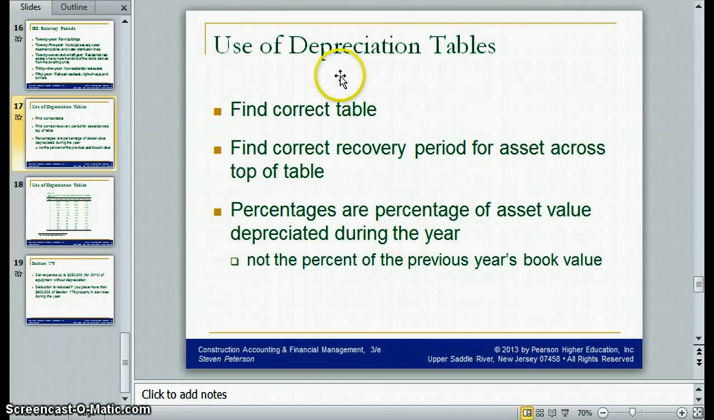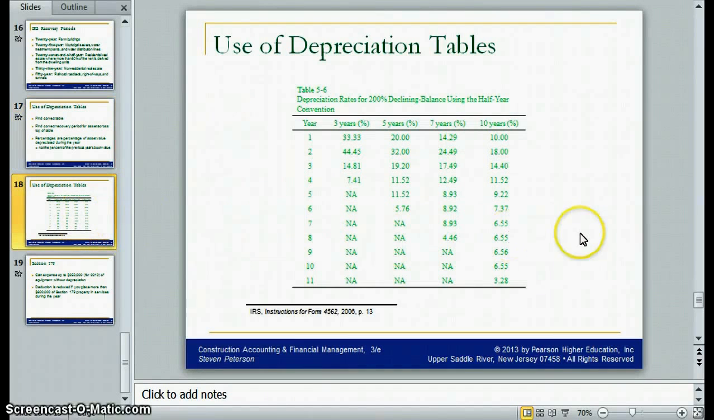The use of depreciation tables, again, under the IRS system, you will have to identify the correct table, identify the correct recovery period for the asset that's in use, and determine the percentage of depreciation for the asset value for that particular year. Again, please refer to your textbook and the examples in your textbook for how to calculate depreciation under this particular method. Here is an example of the declining balance method, or IRS method, using the half-year convention.